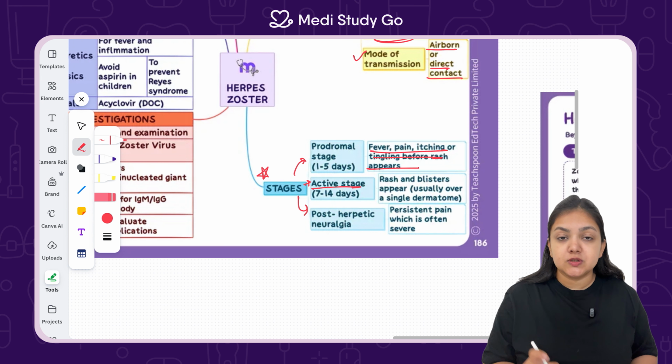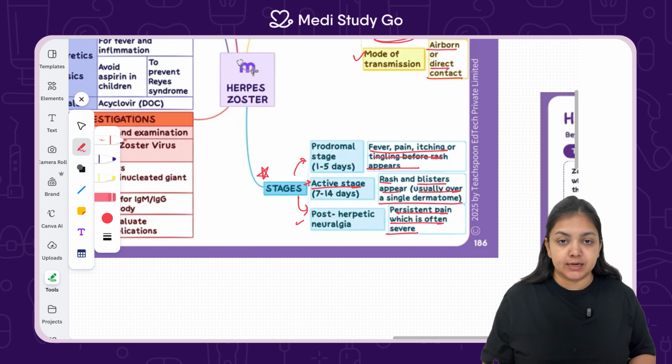So active stage is when the rash appears and the blisters appear, which usually cover a single dermatome and do not cross the midline. It is unilateral in distribution. Lastly, there can be postherpetic neuralgia, wherein persistent pain is present, which is often very severe in intensity. So these are the stages of the herpes zoster infection.